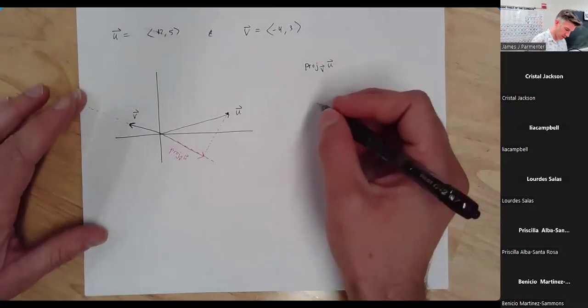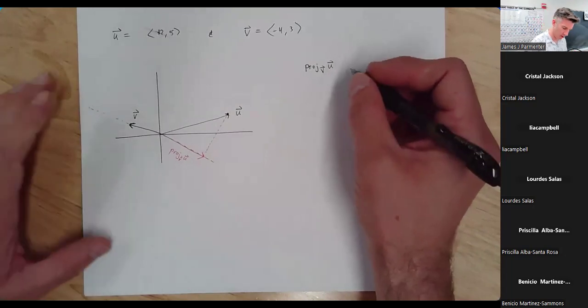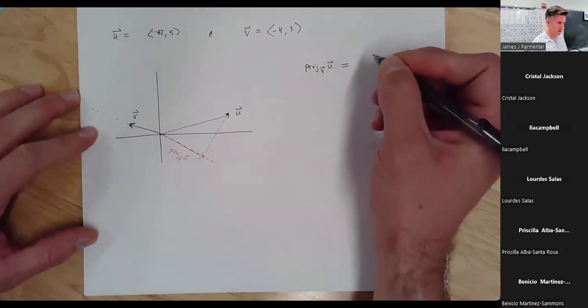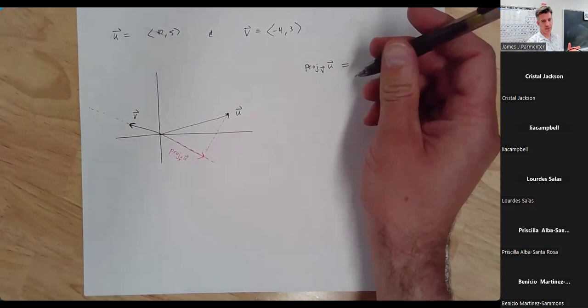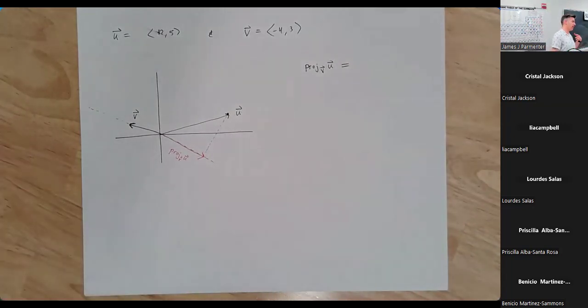So let's find the component first. Actually, let's not. Let's do the actual calculation first, and then we'll go back and find the component. If I'm just finding the projection of U onto V, here's what I think about when I do this. If I'm trying to remember the formula, I remember it's a bunch of dot products. There's 2 things on top, 2 things on the bottom, and then you multiply by something.